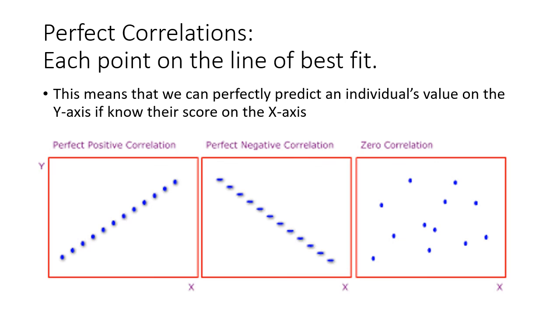And you can see in this last example what a zero correlation might look like. They look kind of like a zero, in fact. The points are just all over the place and there's no detectable relationship.